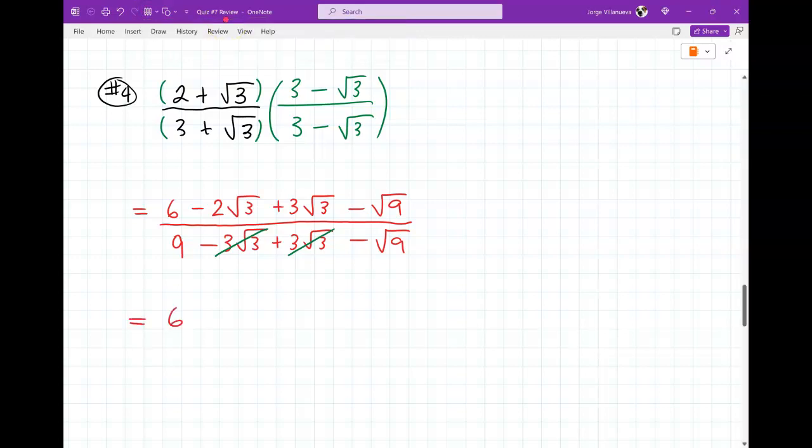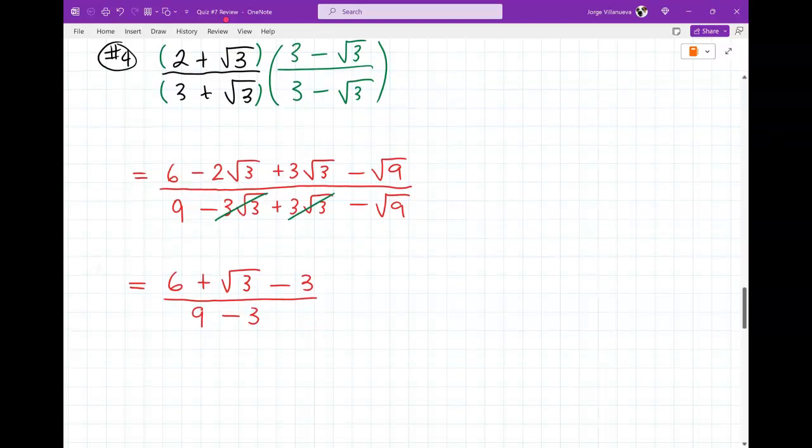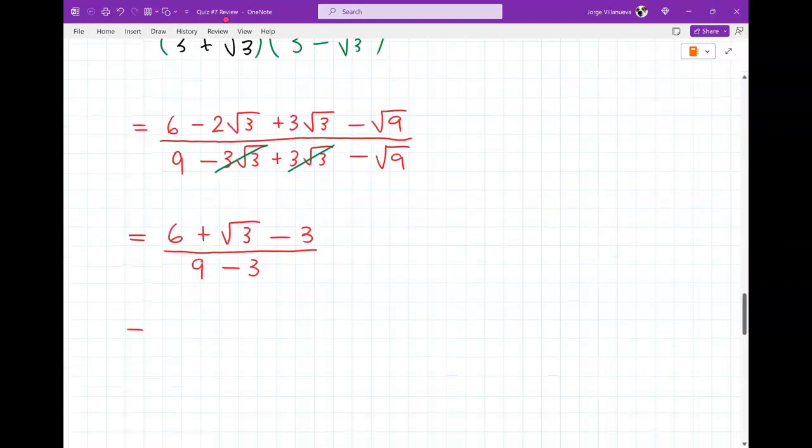Okay, I got 6. Negative 2 radical 3 plus 3 radical 3. So that's negative 2 plus 3, that's 1. So it's plus radical 3 minus the square root of 9, that's 3. Okay? And then on the bottom, I got 9 minus the square root of 9, which is 3. Let me clean it up, and then we're done. So 6 minus 3, that's 3, plus radical 3 over 6.